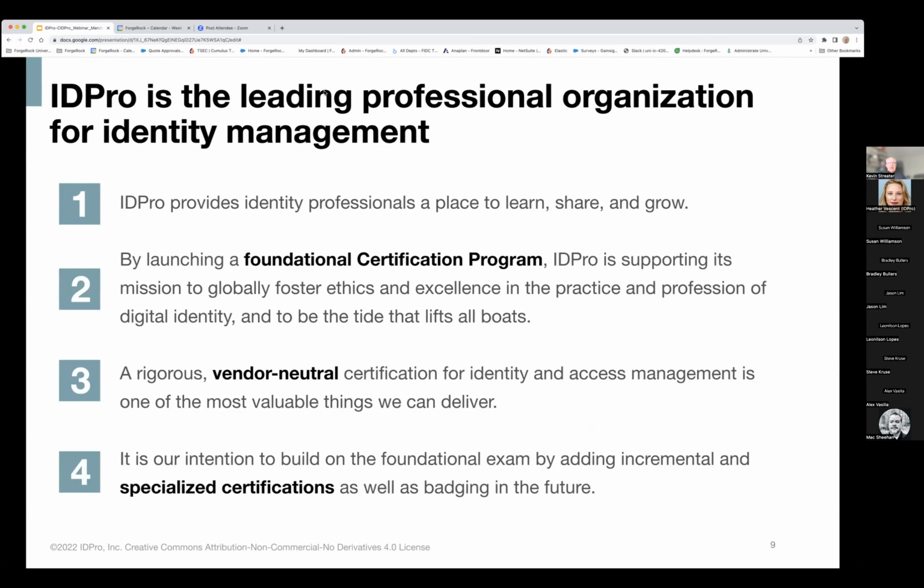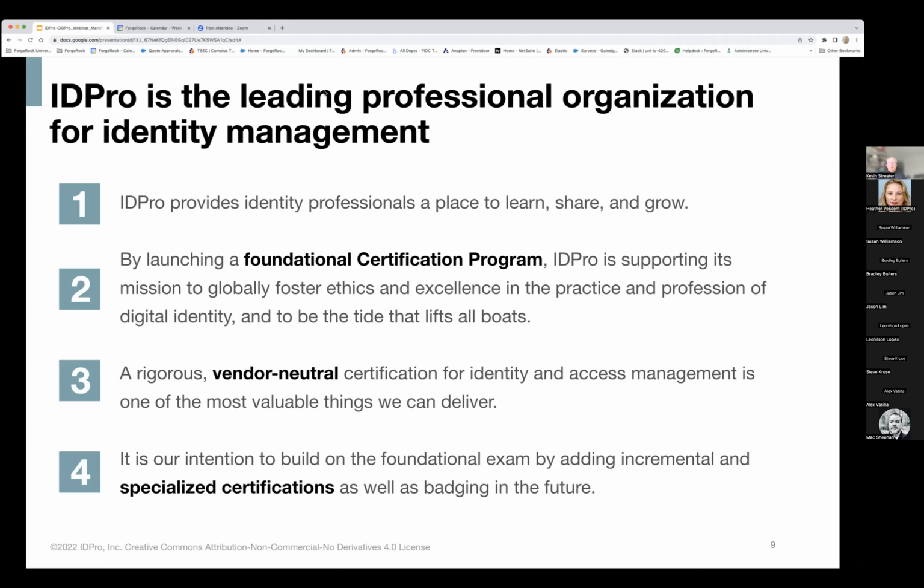But identity has its own set of core knowledge elements, things that you should know. It's a certain set of professional practices, and it's different from just general security. So we need to raise that up and help people be aware that identity has its own specialism. And the only way to really do that is to work across the industry.